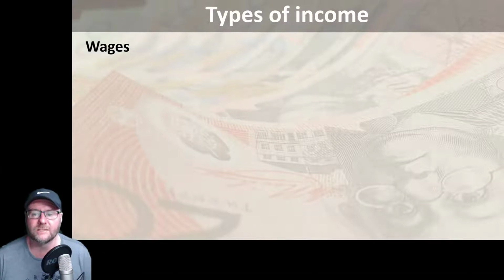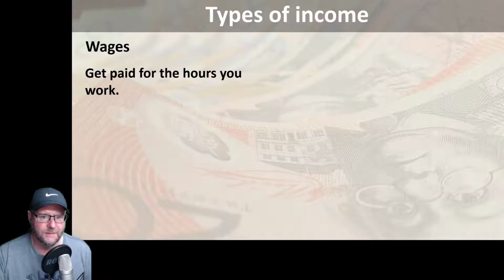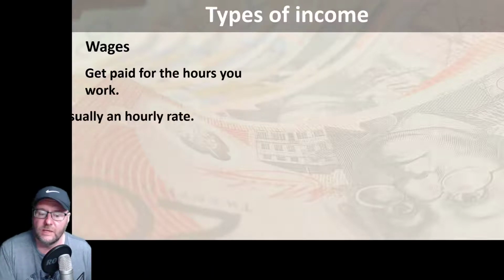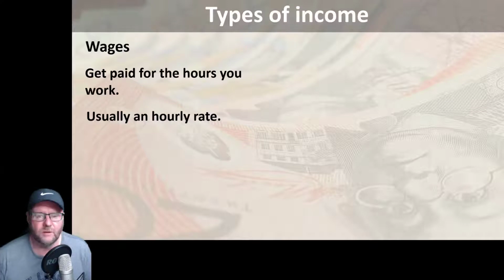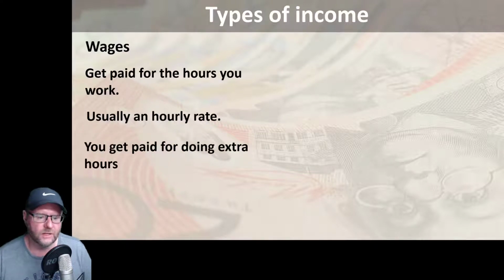Let's start with wages. Wages is an amount of money that you get paid simply as a result of how many hours you work. So for every hour that you work, you're going to get an hourly rate. And the more hours you work, the more you get paid, basically. Usually there'll be a rate per hour, let's say $20 per hour. So if you worked 3 hours, you're gonna get $60, right? So this is the idea of wages. It's for every hour you work, you're gonna get paid. If you do longer hours or extra hours, then yes, you're gonna earn more money.